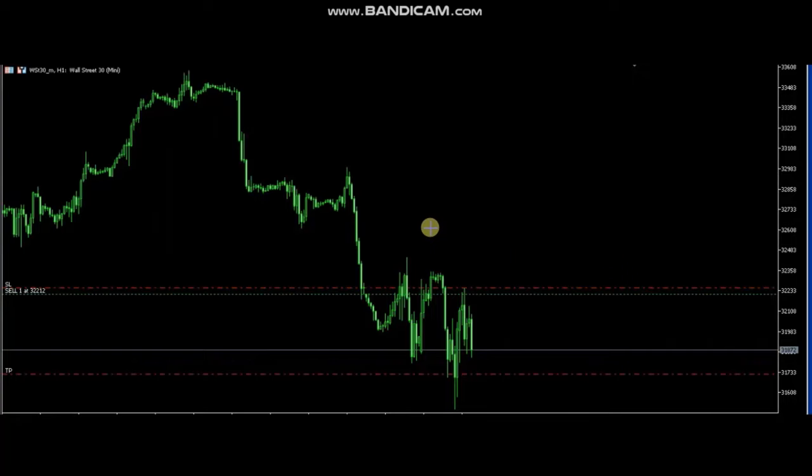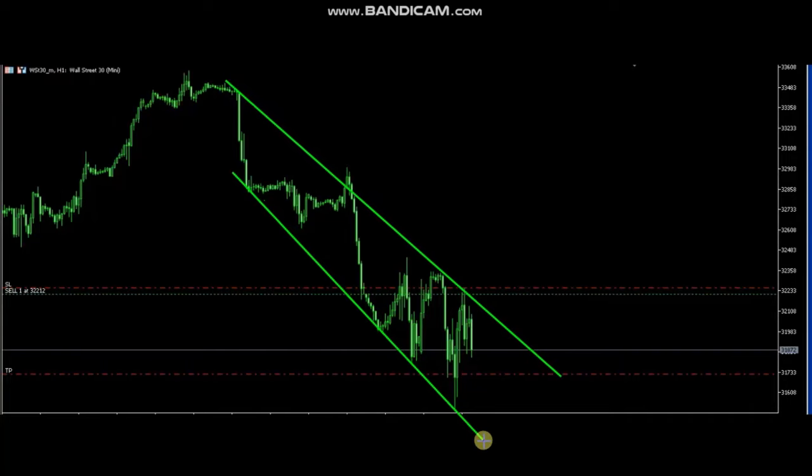Also, he traded Dow Jones Industrial Average in the form of CFD. And again, we have a downtrend channel in the 1 hour chart and using a smaller trading time frame, he entered here with a very tight stop loss and is now managing the trade to close it on the other side of the support area. So thank you, Castro, for sharing your trades with us.